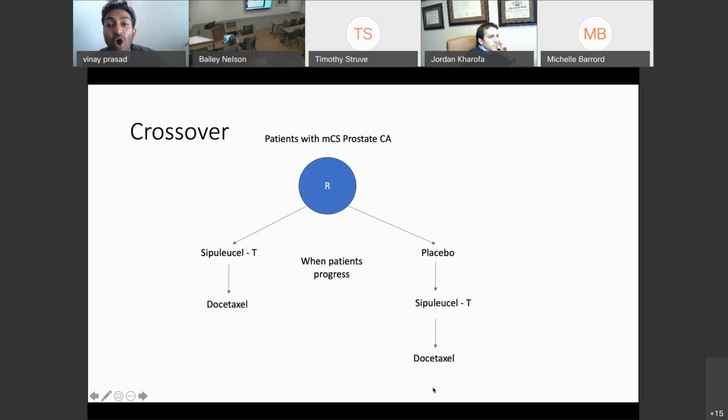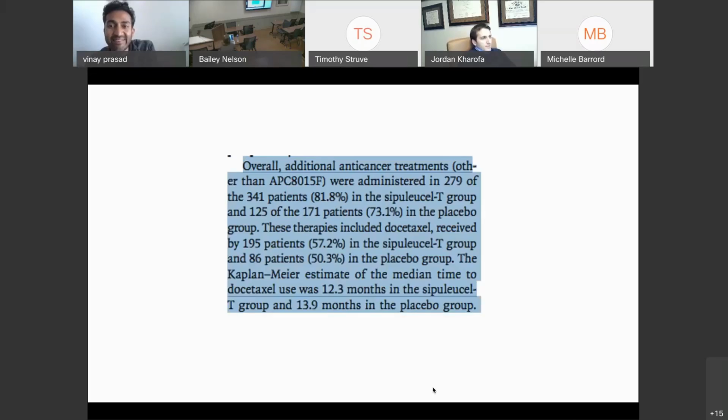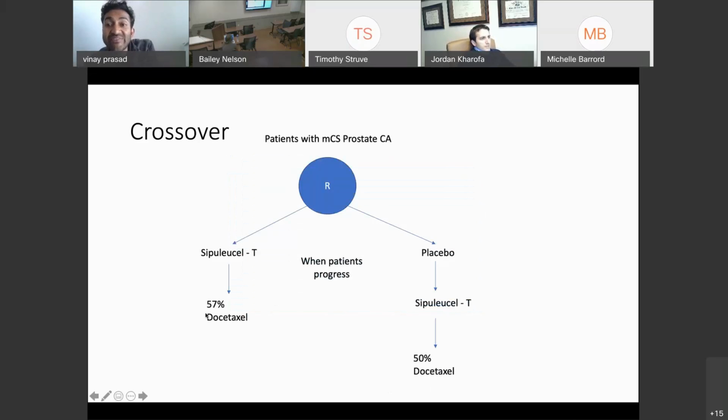So is this a trial of only Sipuleucel-T or placebo? Or is it a trial of something else? Docetaxel. It's a trial of early versus delayed docetaxel, and Sipuleucel-T. And in fact, if you look in the fine print, it says something boring, but basically it says 57% of people got docetaxel here, only 50% of people got it here. They got it after 12 months here, and they got it after 14 months here.